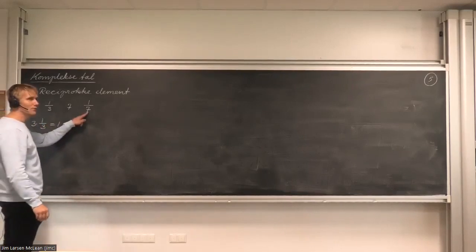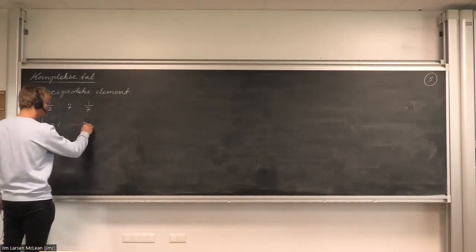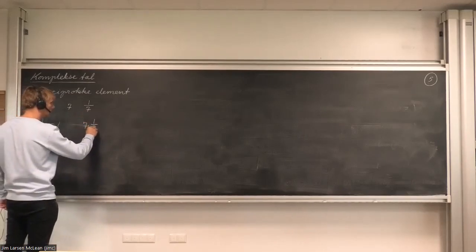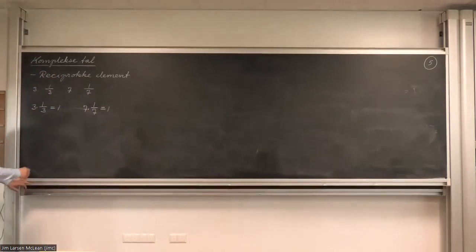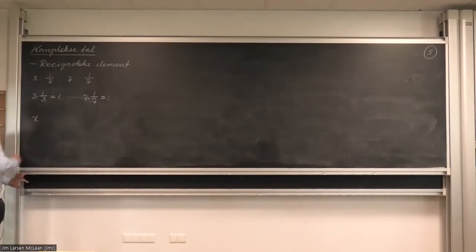What is 1/7 as a number? 1/7 is the number you can multiply by 7 so you get 1. So what is the reciprocal of x? The reciprocal of x is 1 over x. This is called the reciprocal of x, which means if you multiply it by x, you get 1.